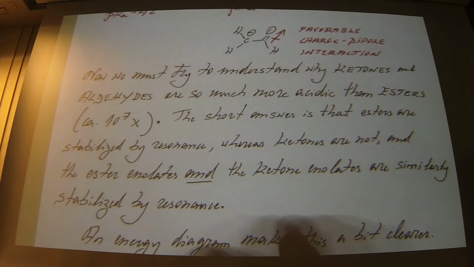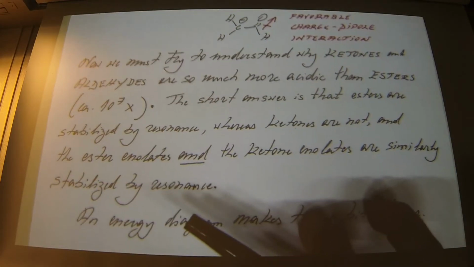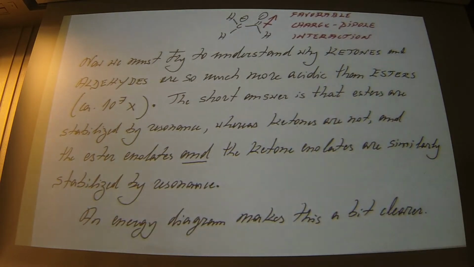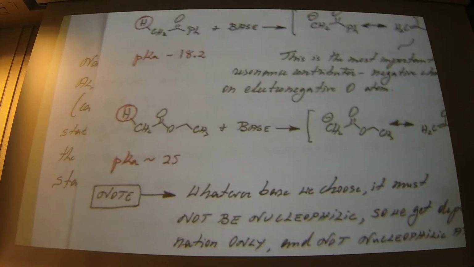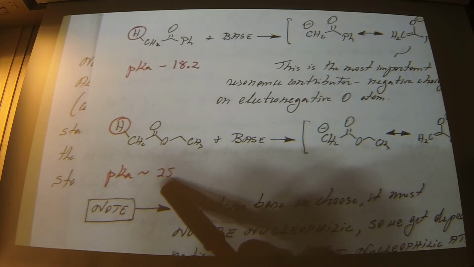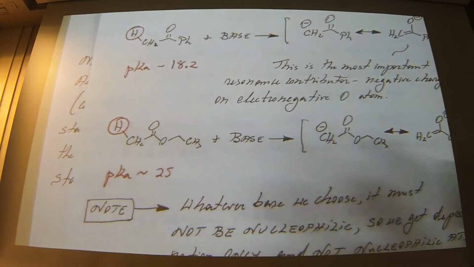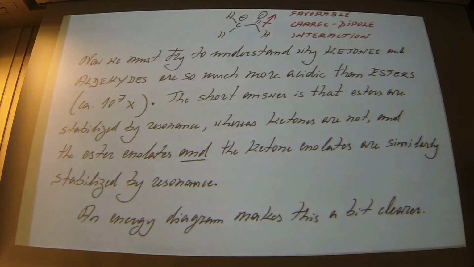Okay, so now we try to understand why ketones and aldehydes are so much more acidic than esters. I didn't really point to the numbers, but if you look at the pKa's, that's 10 to the 7th difference. That's 10 million times difference. So this is 10 million times less acidic than that. How come? Well, the short answer is because the ester is not the enolate.